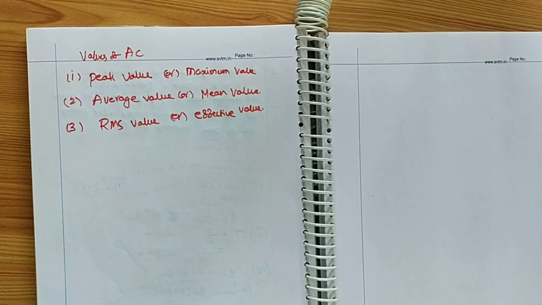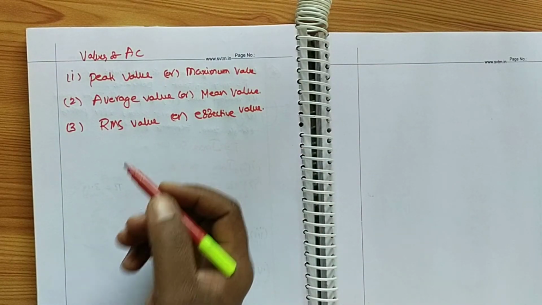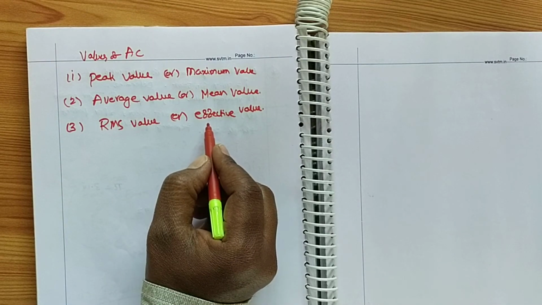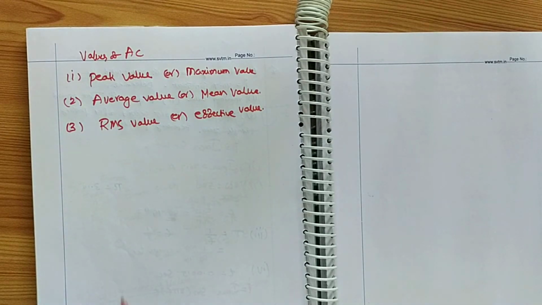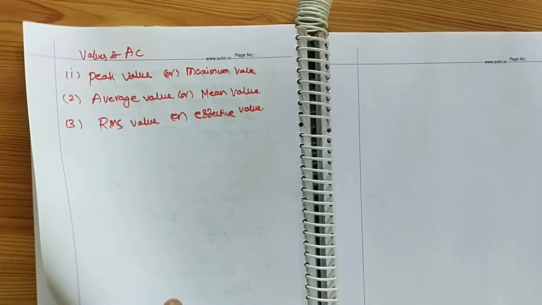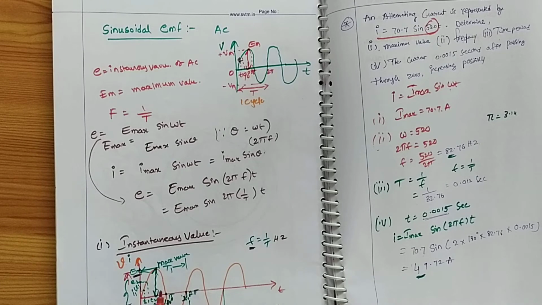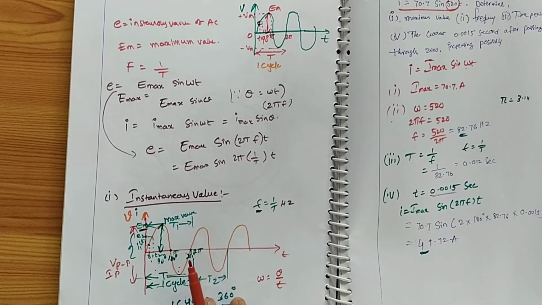All meters read the RMS value. Any meter, whether voltmeter or ammeter, will read the RMS value. That's why it is known as the effective value. What is peak value? As in this diagram, it is the maximum value attained by the alternating quantity during one cycle. It is also called maximum value, crest value or amplitude of AC.